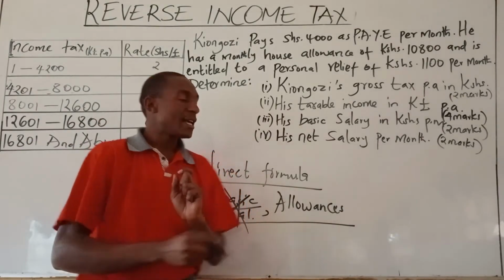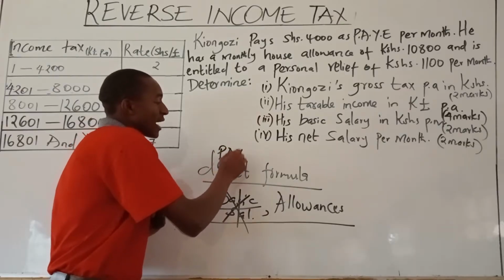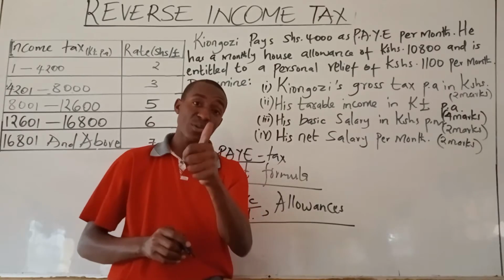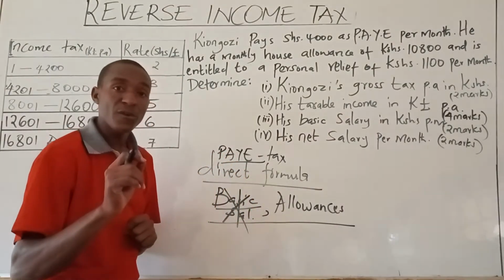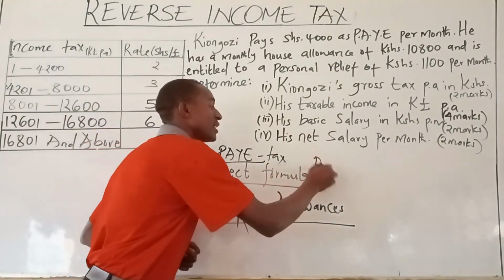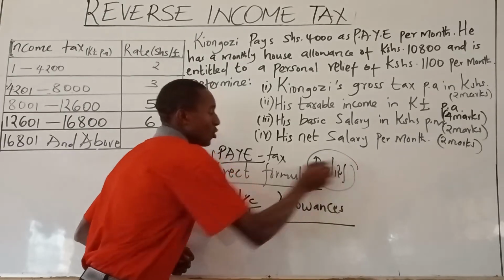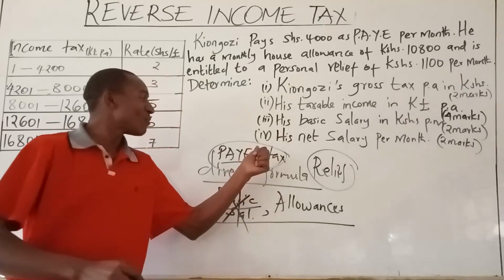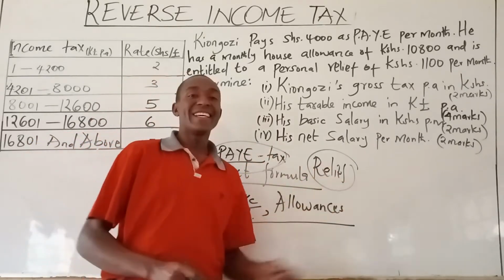You are given pay as you earn, you're given the tax, and you're also given the relief if there is any. So, our question for reverse income tax begins from pay as you earn and relief.